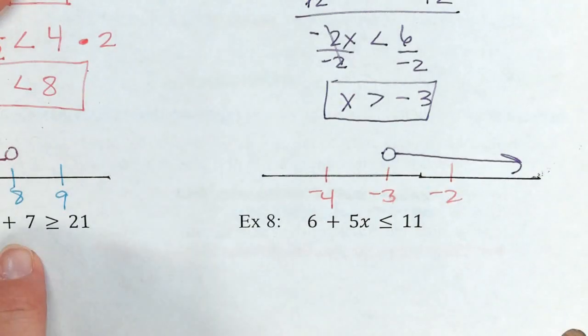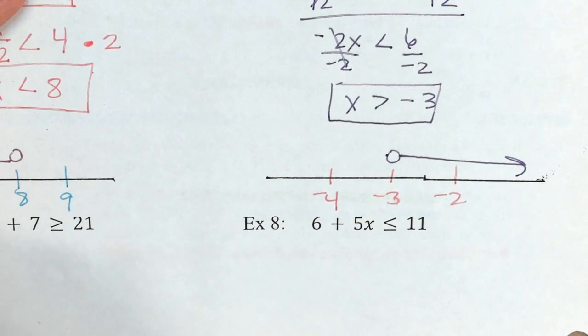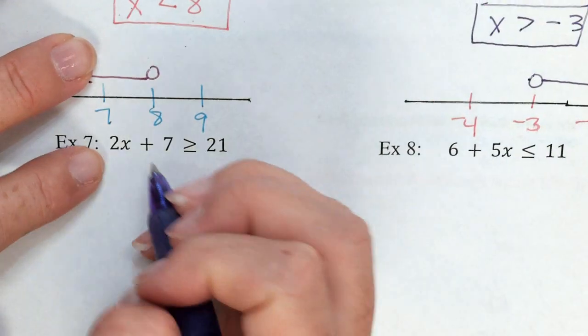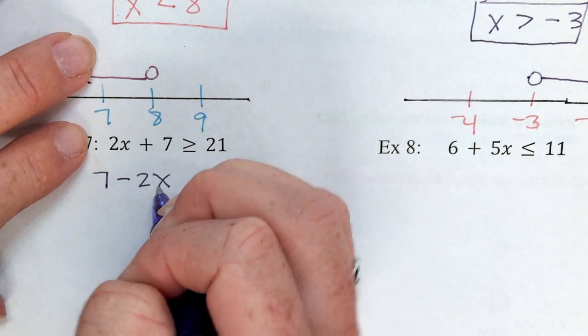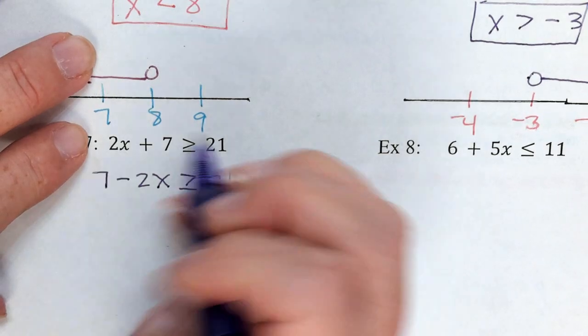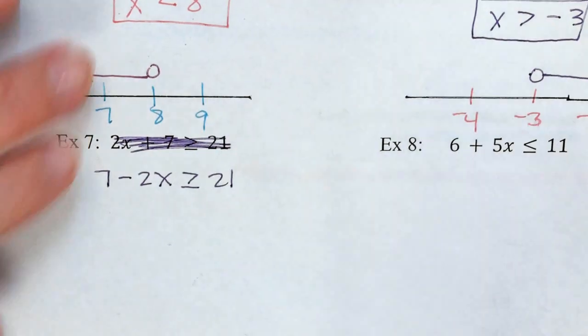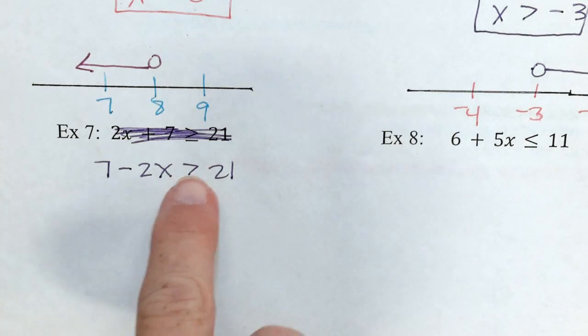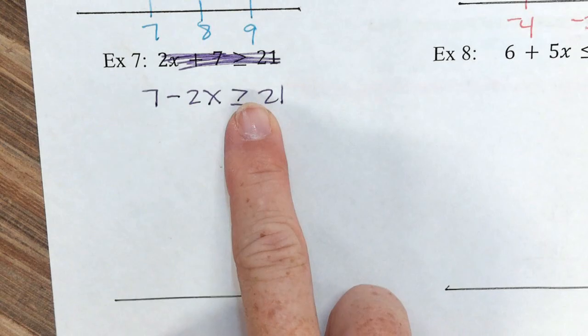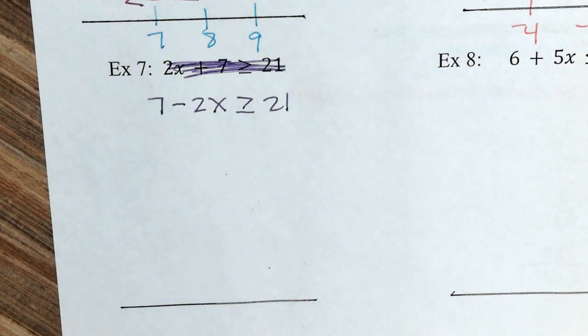All right, we're going to do one more, and I'm going to change it just so that you can see something else. I want you to pretend this wasn't even here. Put 7 minus 2x is greater than or equal to 21, and just mark this out like it never happened. Would this sign flip? Because that minus is giving the 2 a negative value. Yes?